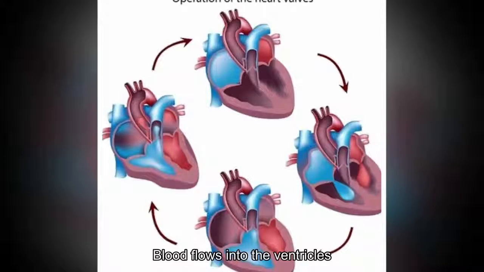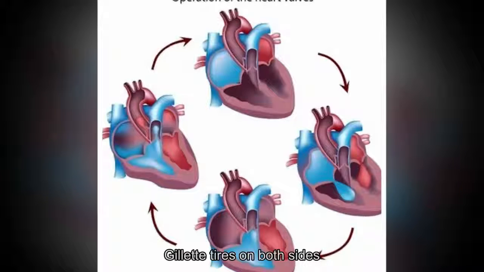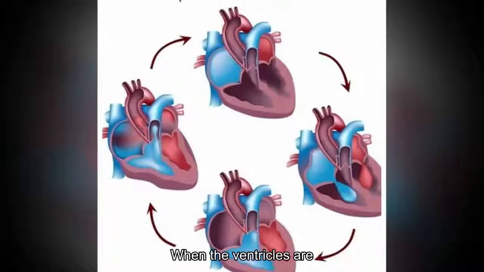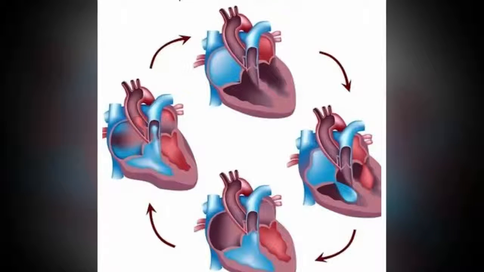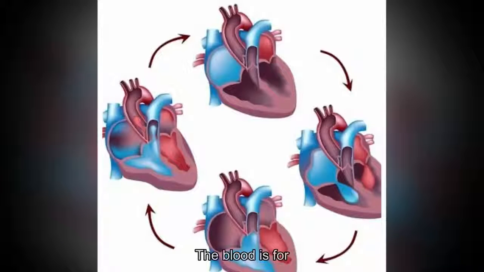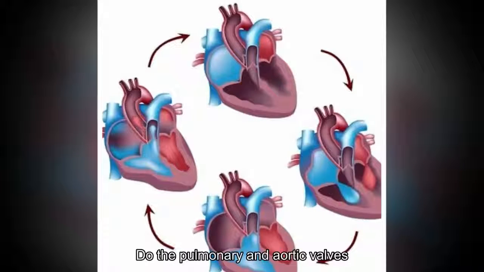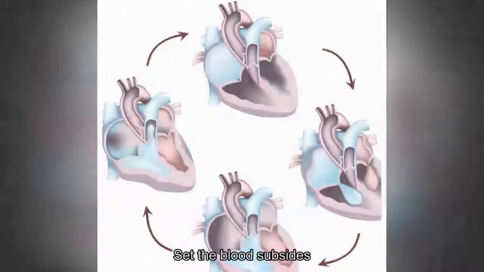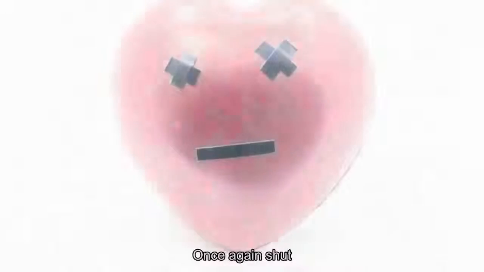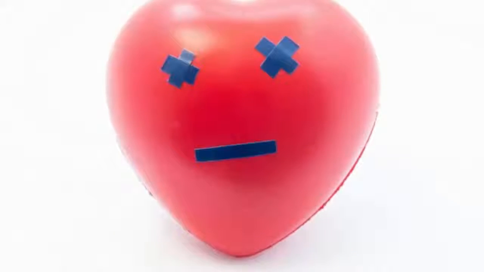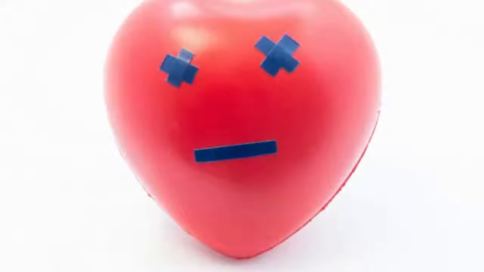Blood flows into the ventricles through atria on both sides, while the tricuspid and mitral valves are open. When the ventricles are full, those 2 valves shut to prevent backflow. When the ventricles contract, the blood is forced through the pulmonary and aortic valves, where arteries carry the blood to various parts of the body. Once the force of the blood subsides, those 2 valves once again shut to prevent blood from traveling in the wrong direction.